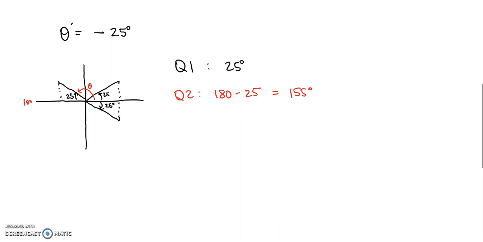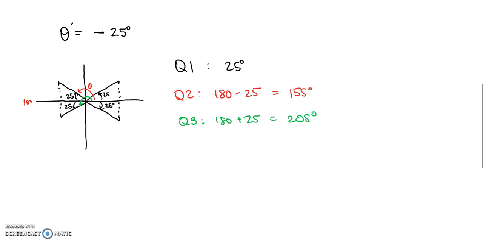And then quadrant 3, that's 25. Sorry about the planes flying overhead. I keep pausing, but it's taking forever. So quadrant 3 is this angle. We're going to do 180 plus 25 for quadrant 3, and that's going to give us 205.